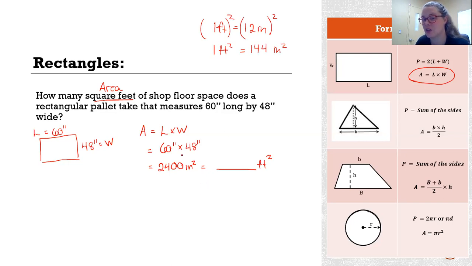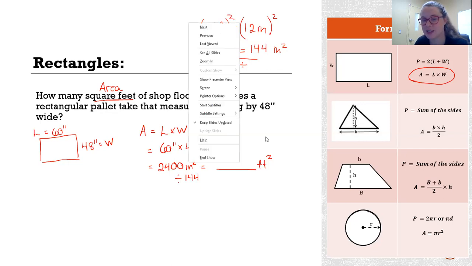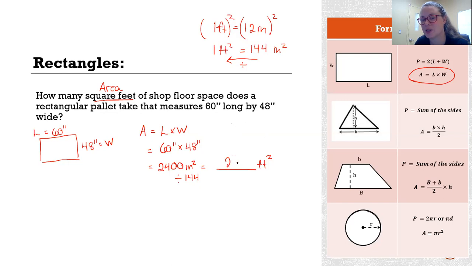So we're going to take our inches. And, well, I'm going from inches to feet. So this is going to be division because I'm going from the larger number down to a 1. So I would have to divide 144 by 144 to get to 1. So we're going to divide by 144. And when we do that, we find we get 20 square feet.